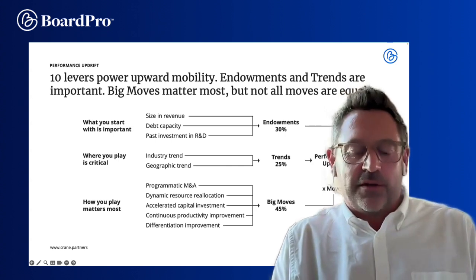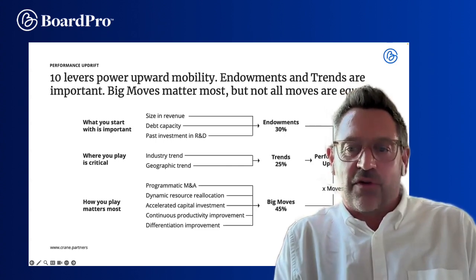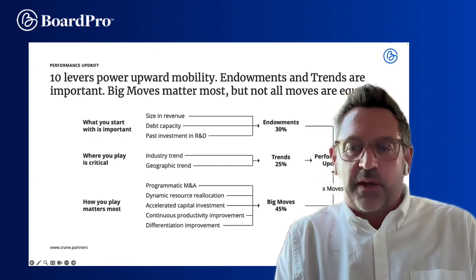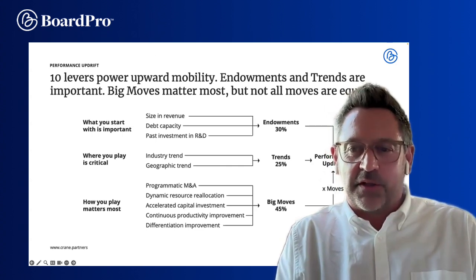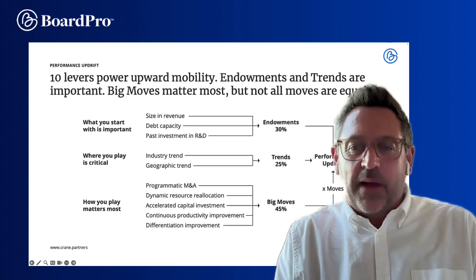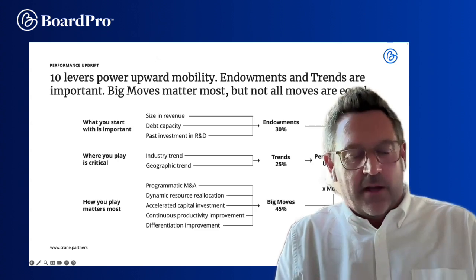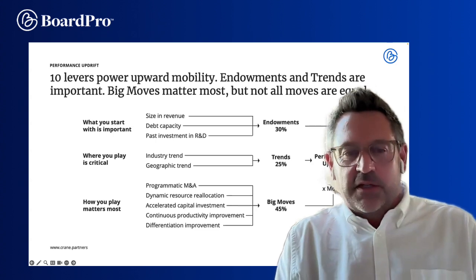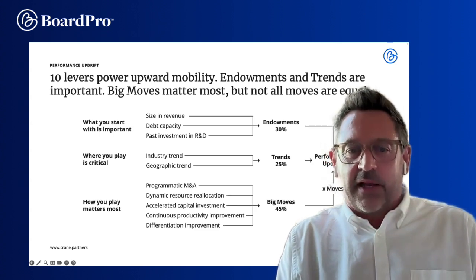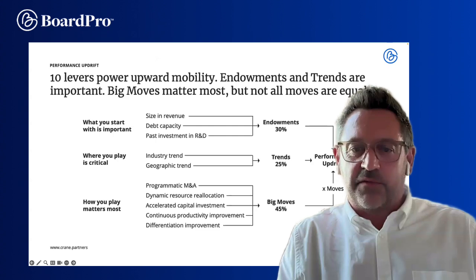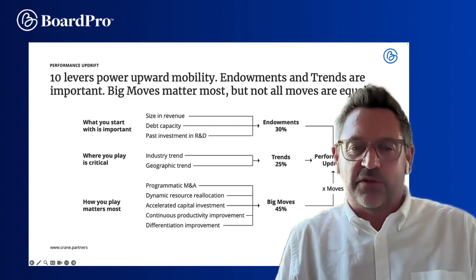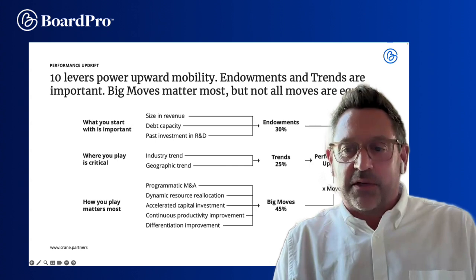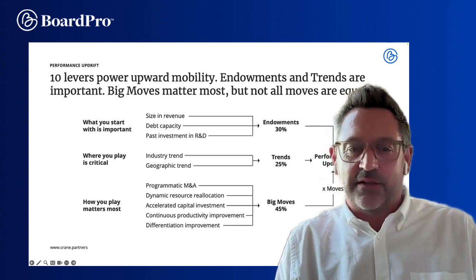But the research shows that the component or the driver that matters most are these 6 levers, or what we would call big moves, and what you'd probably think of as components of strategy, that really power you up the curve. It's a systematic approach to mergers and acquisitions. It's being very aggressive in terms of reallocating resources from underperforming parts of your business to better performing parts of your business. It's doubling down, and literally doubling down, so spending twice as much on capital as your competitors.